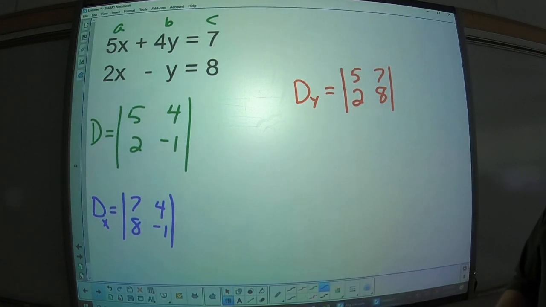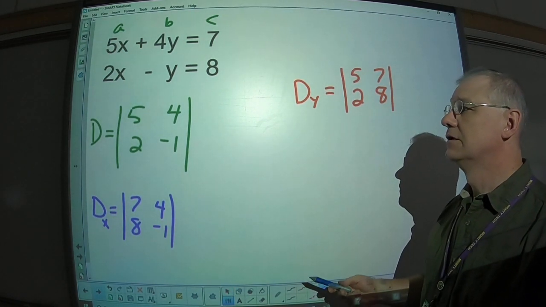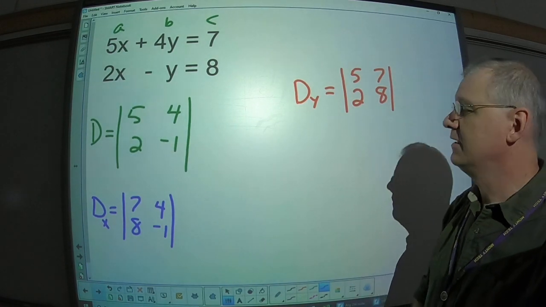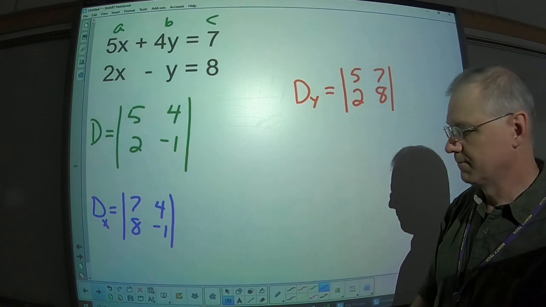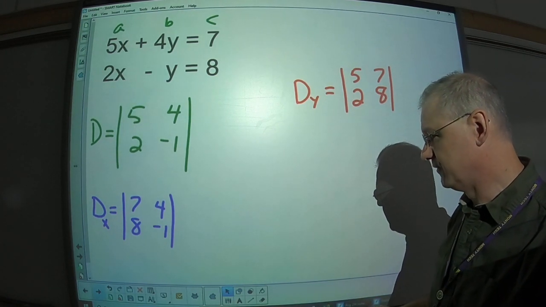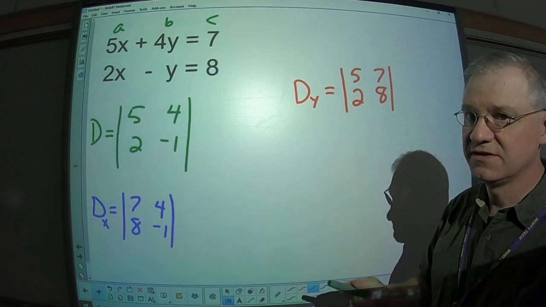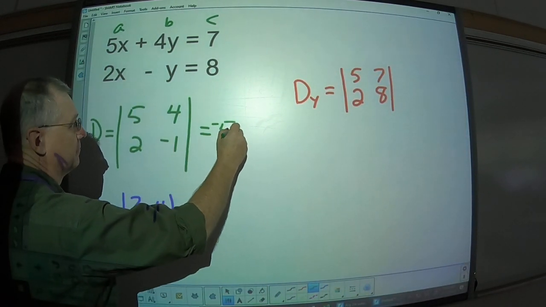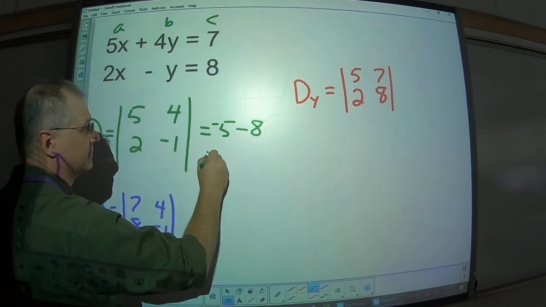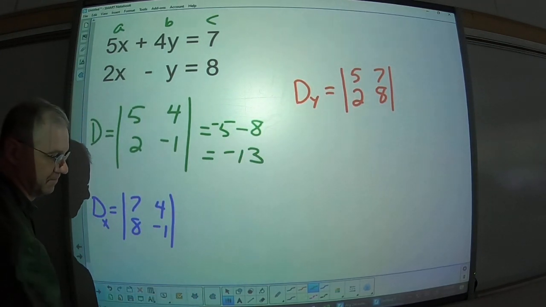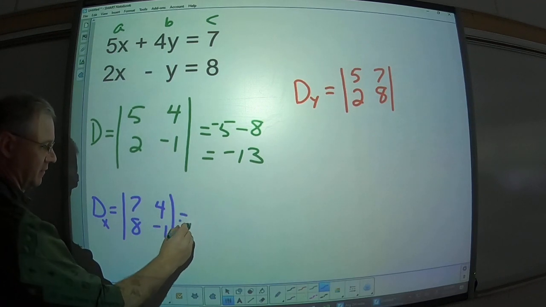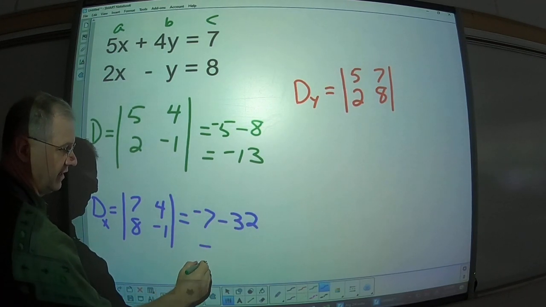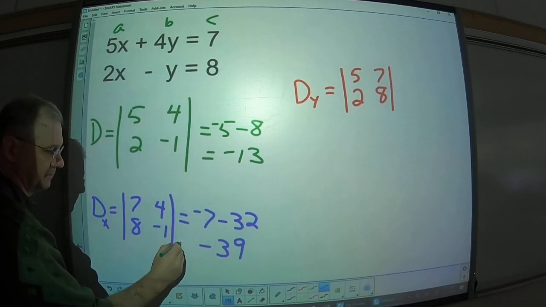If you make a mistake in a particular value, say you put a positive one, it is going to completely throw off your answer. So you really have to be careful with each of these to make sure you're doing it correctly. Negative 5 minus 8, negative 13. Negative 7 minus 32, negative 39.